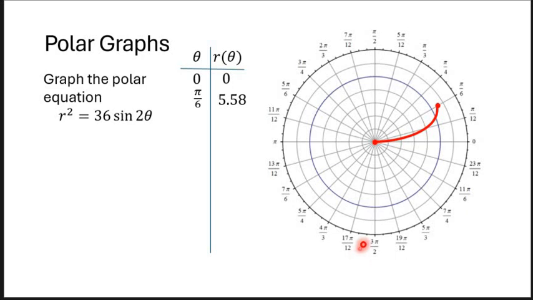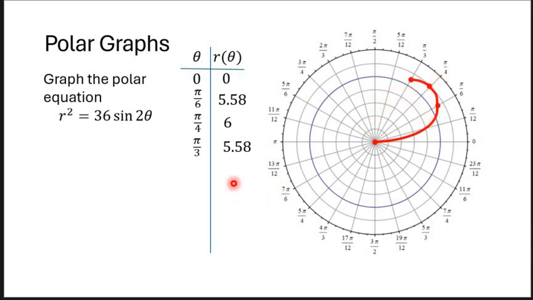Now I'm going to plug in pi over 4. When I plug in pi over 4, I'm going to get 6. But I knew it was going to be symmetric to the line theta equals pi over 4, and that the maximum displacement was going to be 6. So that was almost known. And then I'm going to connect those with a smooth curve. Then I'm going to plug in pi over 3 now. When I plug in pi over 3, I get 5.58, which I should have guessed because this thing is going to be symmetric to that line. So it looks like that.